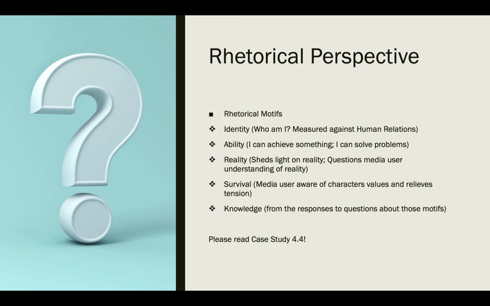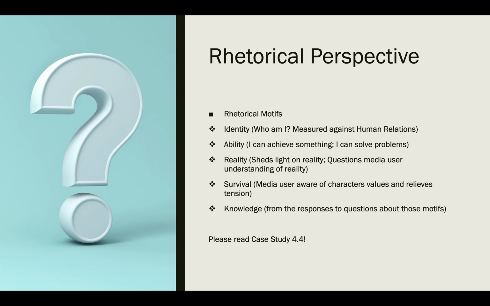Secondly is ability. Usually within an episode or a specific part of the episode, there would be a challenge to overcome. So they usually need to achieve something. Next is survival, in which case it allows the media user to become aware of the character's values and what they really value, such as family, friends, love or trust.